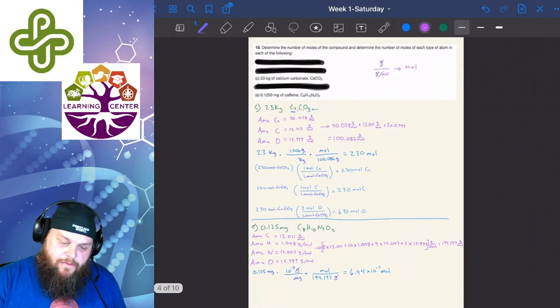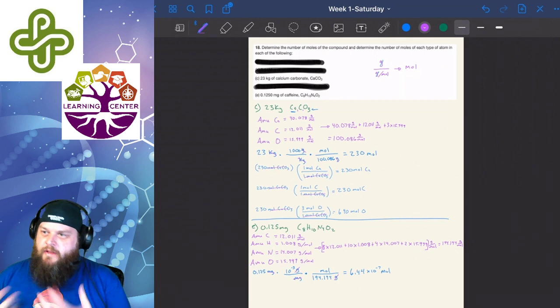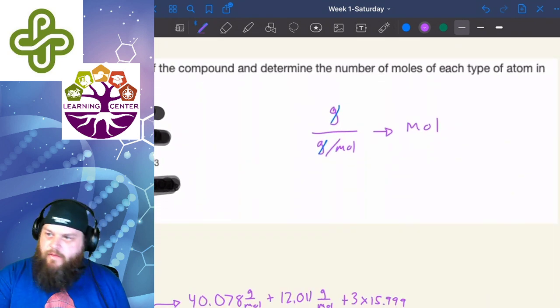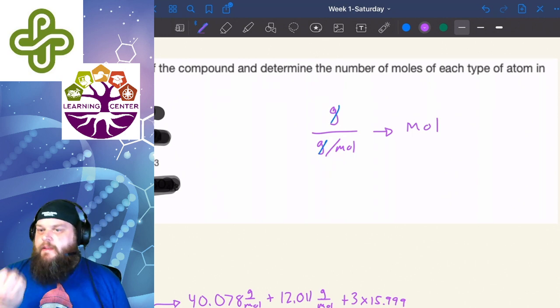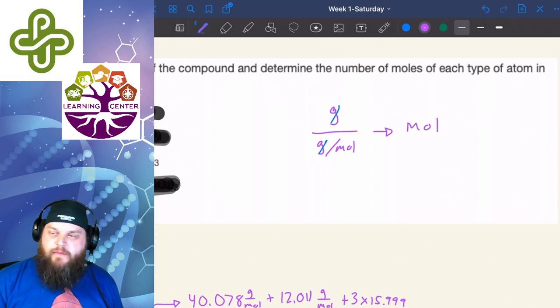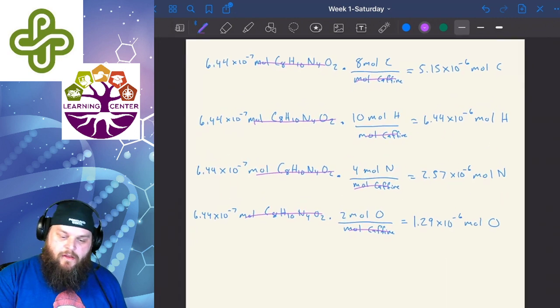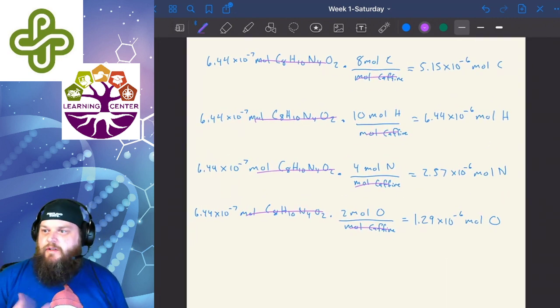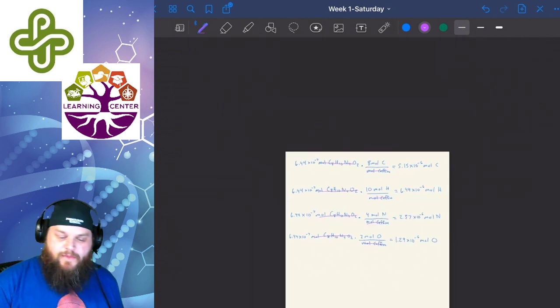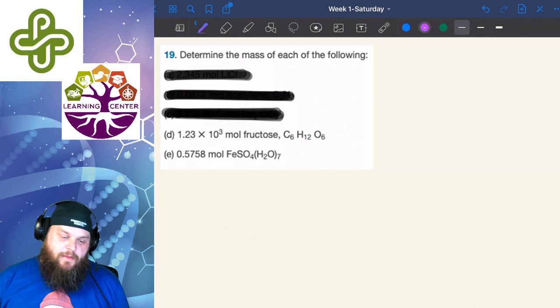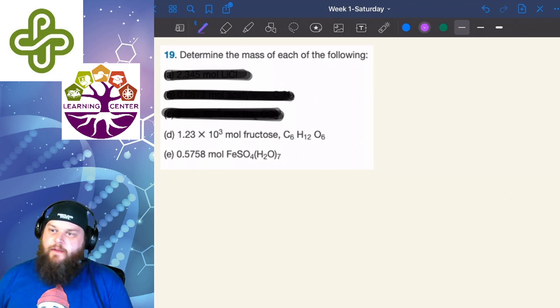So you see, for this problem, we had a mass and we were turning it into moles. To do that, we used the molecular mass, taking the mass we had and dividing by the grams per mole to get a value in moles. We could then use the mole ratio to determine how many moles of each of those atoms we had. This next problem, we're going to do the opposite. We're going to determine the mass based on the number of moles we have.